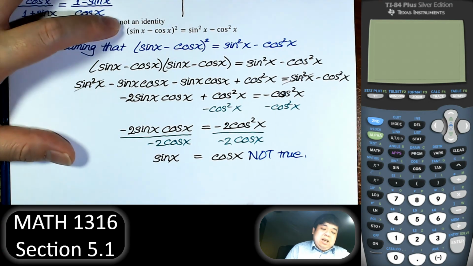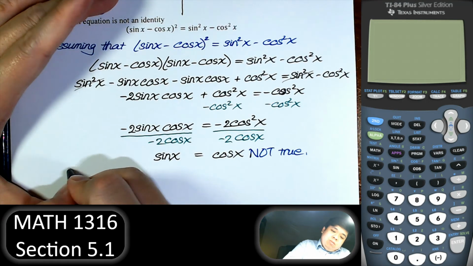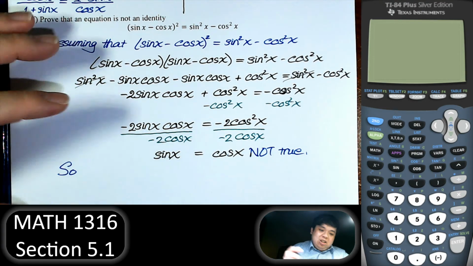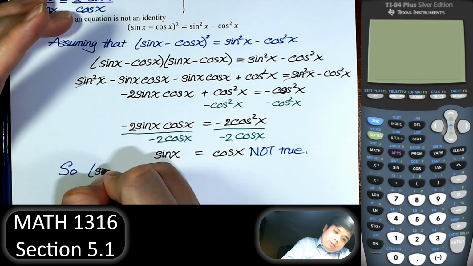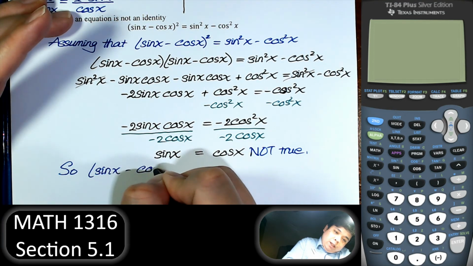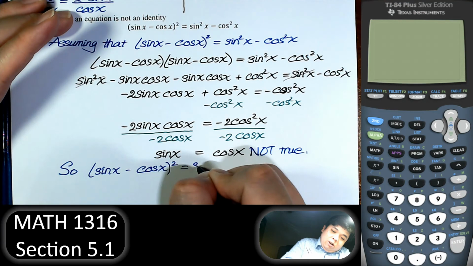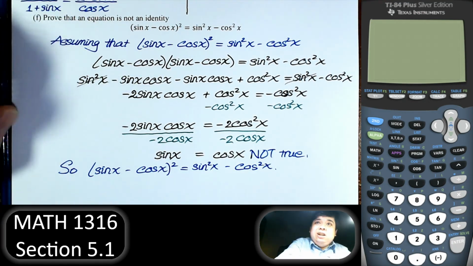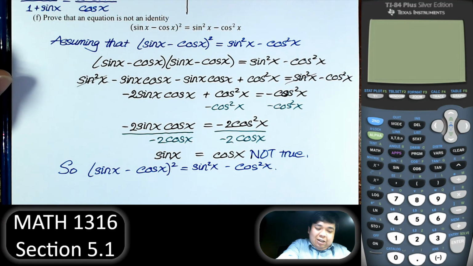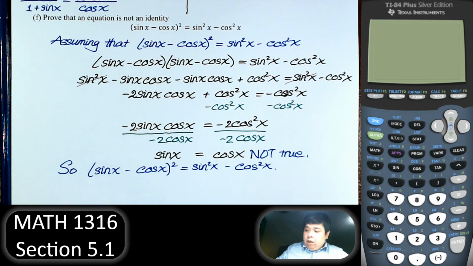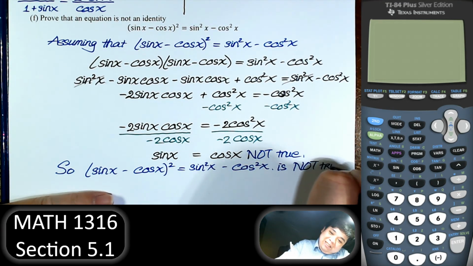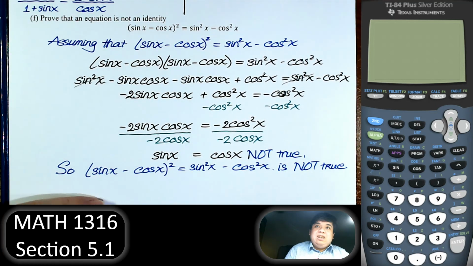So in that case, that is not an identity, so this is not true. So this is proof by contradiction. We assume that is true, but it is equivalent to something that is not. So that is not true. So this is proof by contradiction. So most important, it's not an identity.